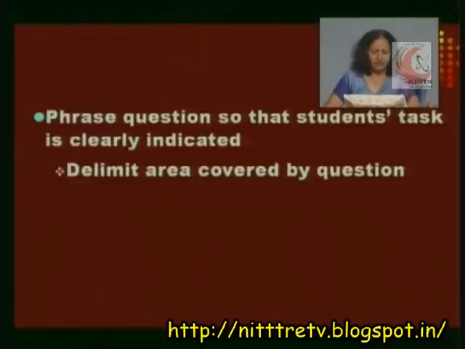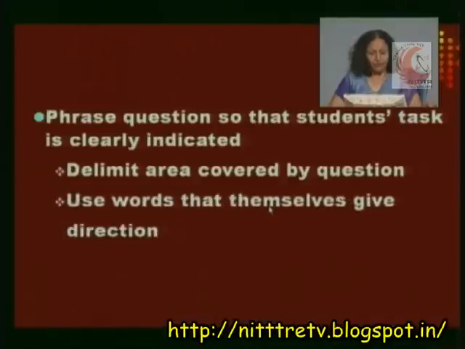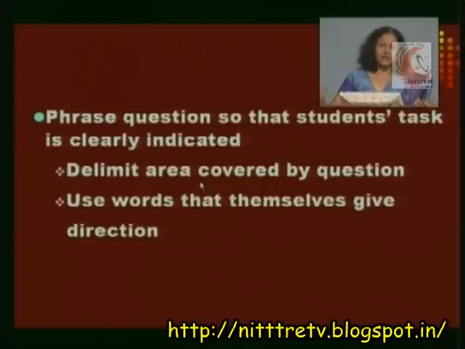Another aspect is phrase questions so that the student's task is clearly indicated. At times for this you have to delimit the area covered by the question. Use words that themselves give direction also. At times there are questions like write advantages, write characteristics of this, and you give 2 marks, 3 marks like that. And if we ask how many characteristics are there or how many advantages are there, they say there are 10 or 15 like that. Then how will you mark, how will you differentiate between the student who has written all of them and the student who has written 50% of them.